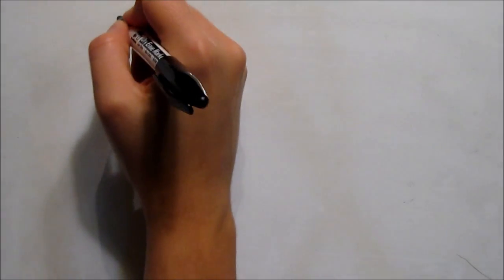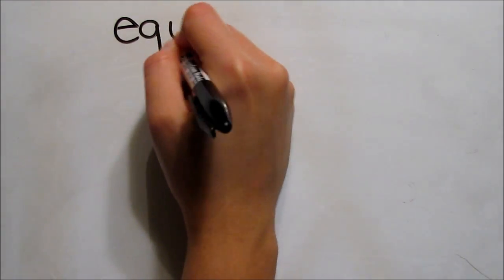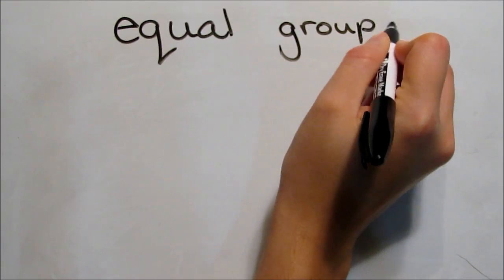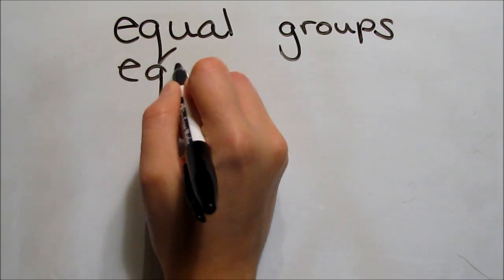We've already used empty number lines to solve addition and subtraction problems. If that video seemed a little complicated to you, the good news is that showing multiplication and division on empty number lines is much more straightforward. Let's start with multiplication.